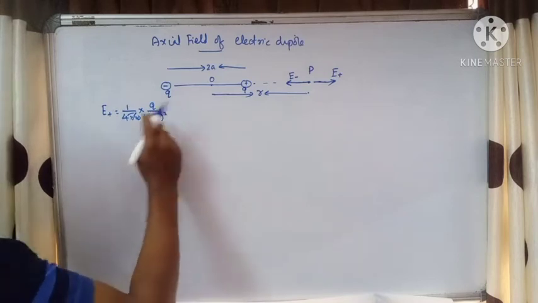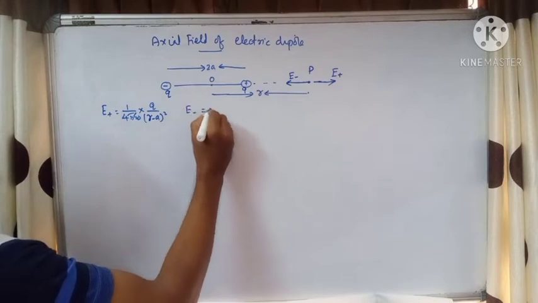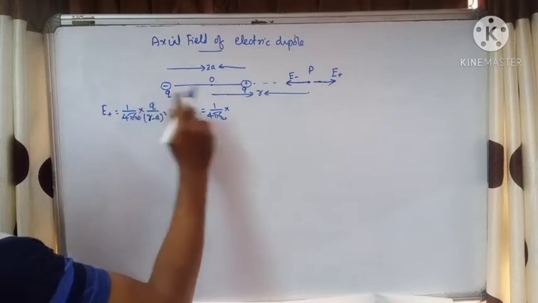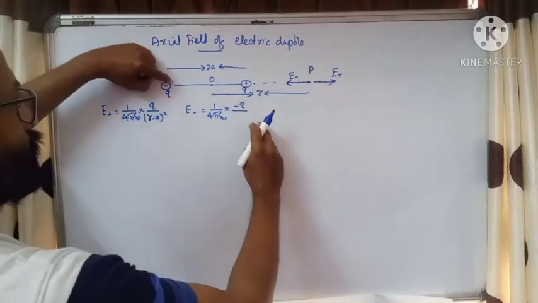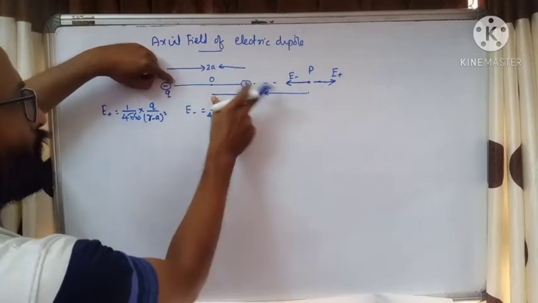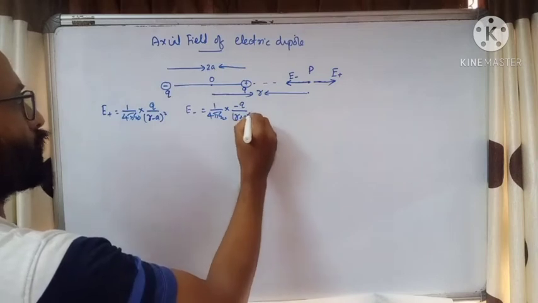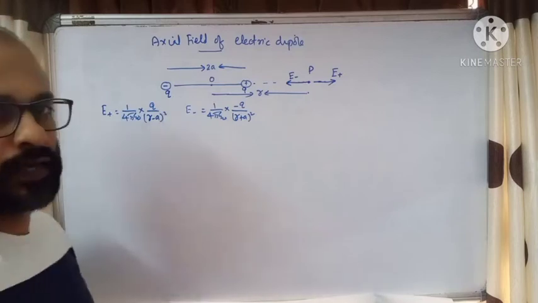Now what is E minus? E minus is equal to 1 by 4 pi epsilon 0, then we have a negative charge, minus q, divided by the square of the distance. We need the distance from here to here. This is r and this is a. The distance will be r plus a, and the square of this, r plus a the whole square. So we have got the intensity values.